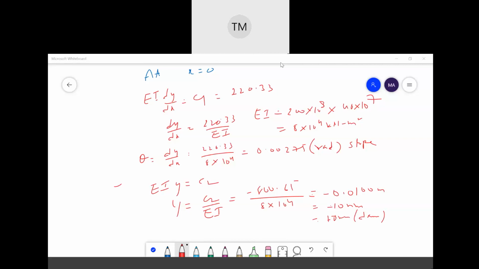Is it clear? Emma, is it clear? Emma, anybody has any doubts? It is acting in a downward direction, 10 mm acting in a downward direction.